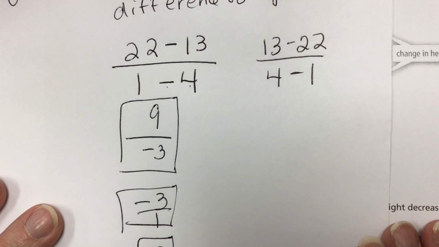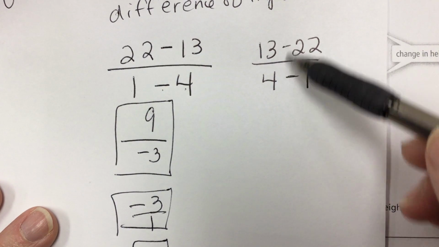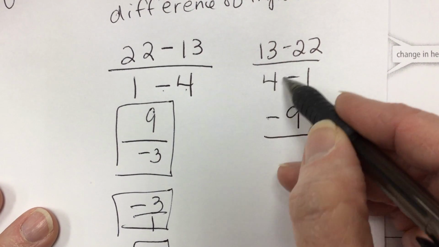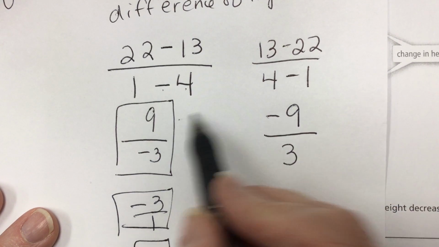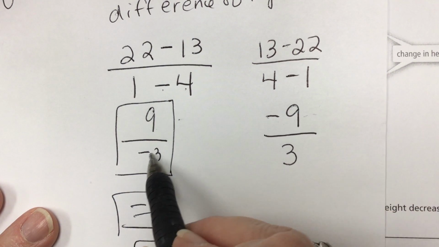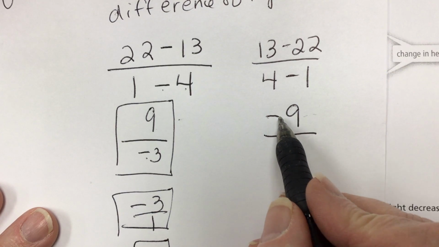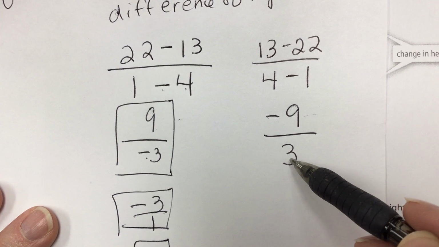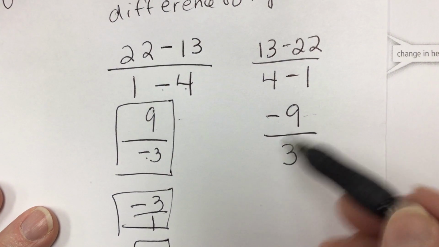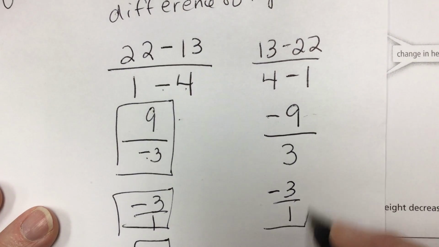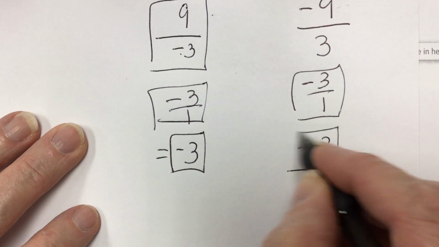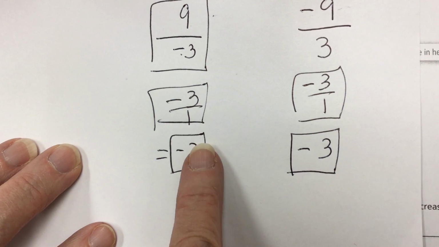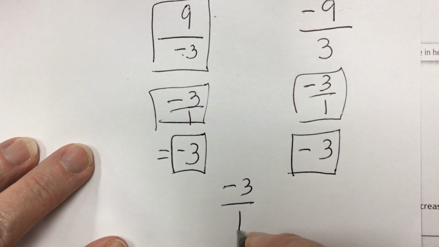Let me prove to you that I would get the same answer if I had done it this way. 13 minus 22 is negative 9 divided by 4 minus 1 is 3. You see these are the same. It's just with this one, the negative's in the denominator. With this one, the negative's in the numerator. That's the same fraction. Either way you look at it, 9 divided by 3 is 3, and a negative divided by a positive is a negative. So I'm going to still get negative 3 over 1, which is still negative 3. So the rate of change is negative 3, or negative 3 over 1.